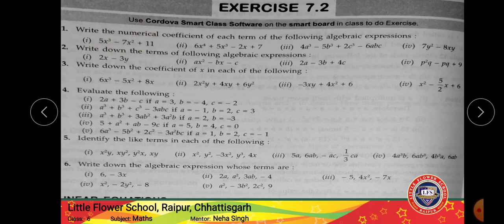Okay, so see, first 5x cube minus 7x square plus 11. So what is the coefficient in the first question? 5. Coefficient we will write along with the sign, right? Suppose here it is minus 7, so the coefficients of the first question will be 5, minus 7 and 11, right?